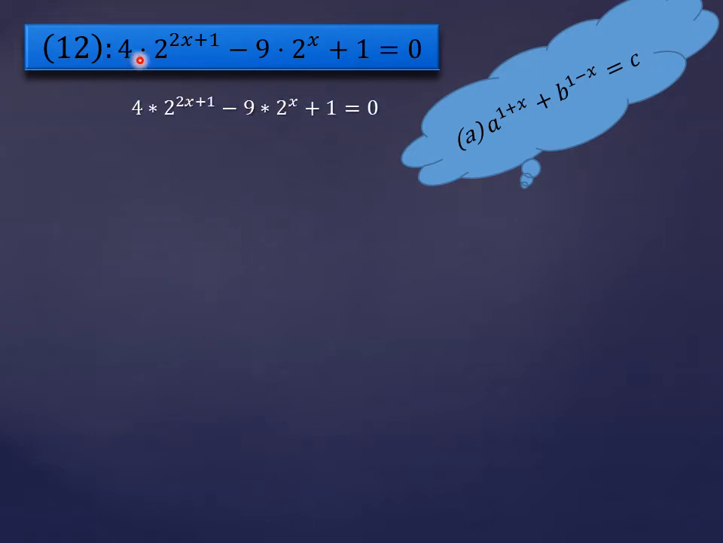This dot does not indicate the point or decimal, it's indicating multiplication. So I have replaced that point with multiply sign. Always remember, this is not the decimal point, this is multiplication. Here again 9.2 means 9 is multiplying with 2 power x.